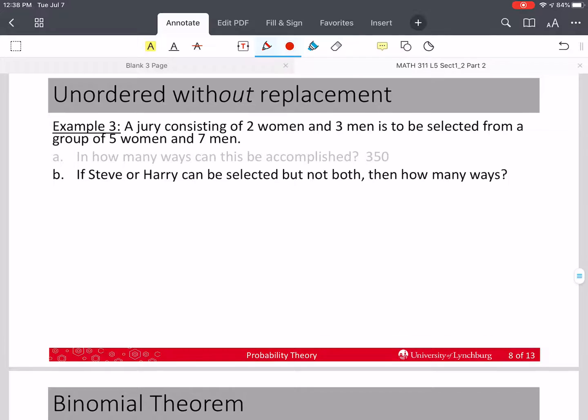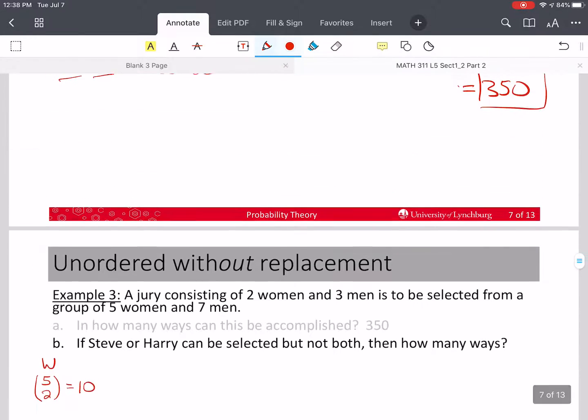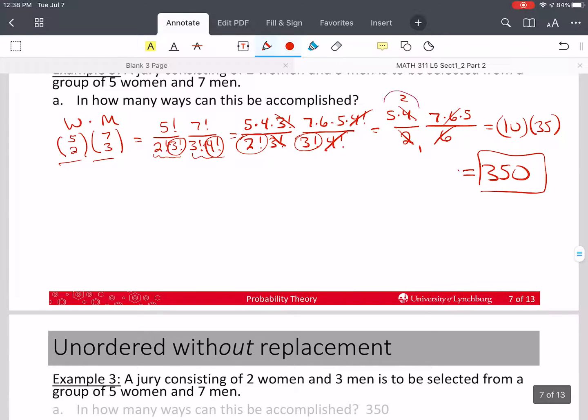Well, for the women, it doesn't matter. Nothing's changed. We haven't set any additional restrictions. We've got 5 choose 2, and that's equal to 10. We calculated that up here. This value, this fraction here, turned out to be 10.